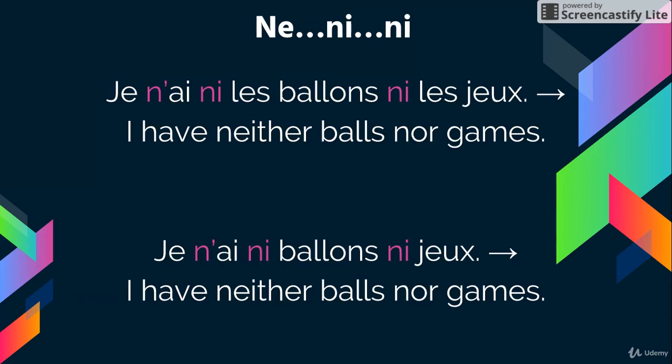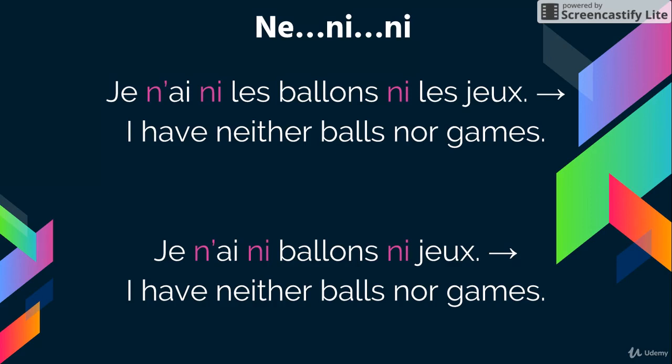You use this phrase when you have multiple objects in the sentence. You put ne before the verb, and you put each ni before the object. Let's look at a few example sentences to get an idea for how this expression is used. Je n'ai ni les ballons ni les jeux, which means I have neither balls nor games. Je n'ai ni ballons ni jeux, which also means I have neither balls nor games.